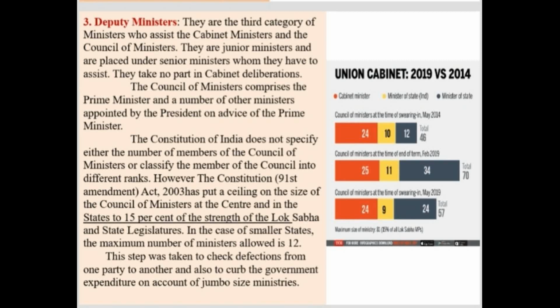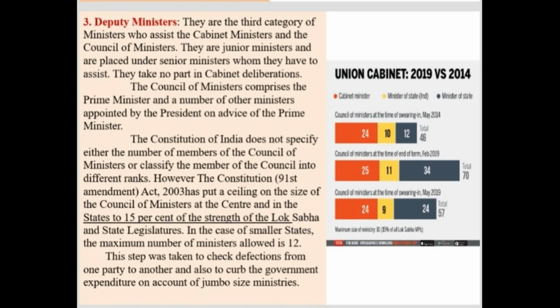The cabinet size or the council of ministers size must be 15% of the strength of Lok Sabha. So of the total strength of Lok Sabha, 15% can be taken as the ministers or the council of ministers for the administration. And even in the state governments, the same thing should be followed. They should have 15% of the strength of their assembly as ministers. And in case of very small states, the limit can go up to 12 members as ministers, the maximum number of ministers.